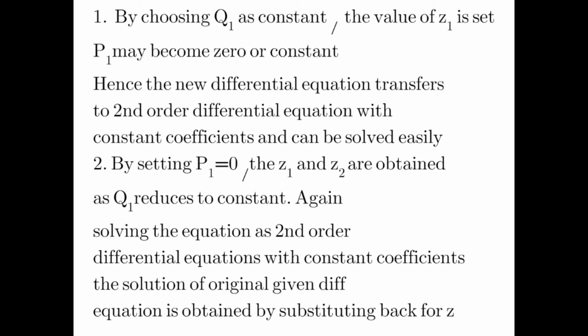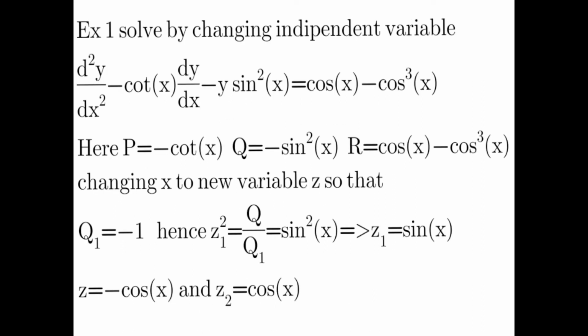And from this equation, z2 divided by z1 is equal to minus p, we can find out the value of z1 and hence z. So we can find the p1 value, z1 value, and q1 may reduce to constant. So overall, our intention is only to reduce p1 and q1 to constants or 0. So let us understand the same method by taking one example.